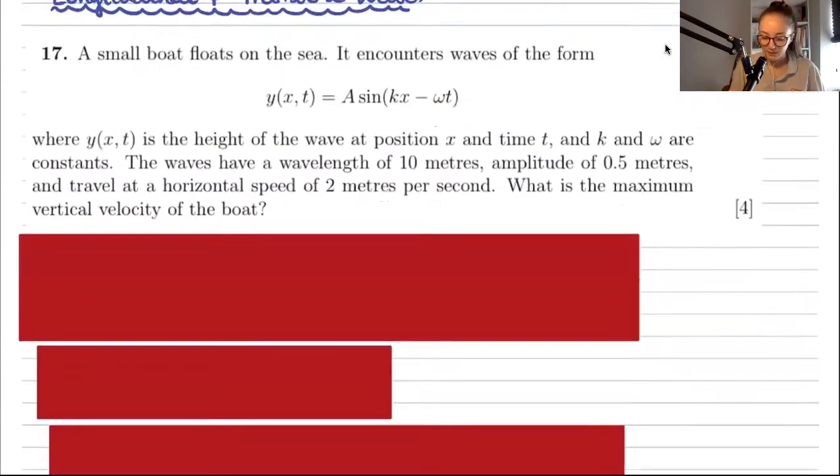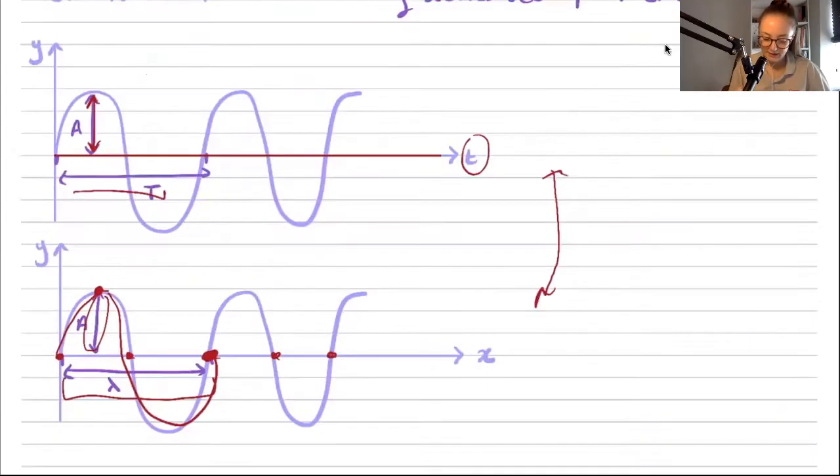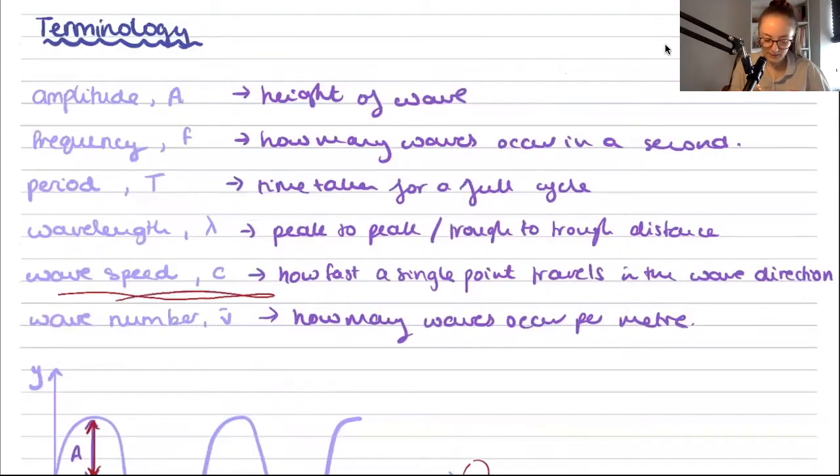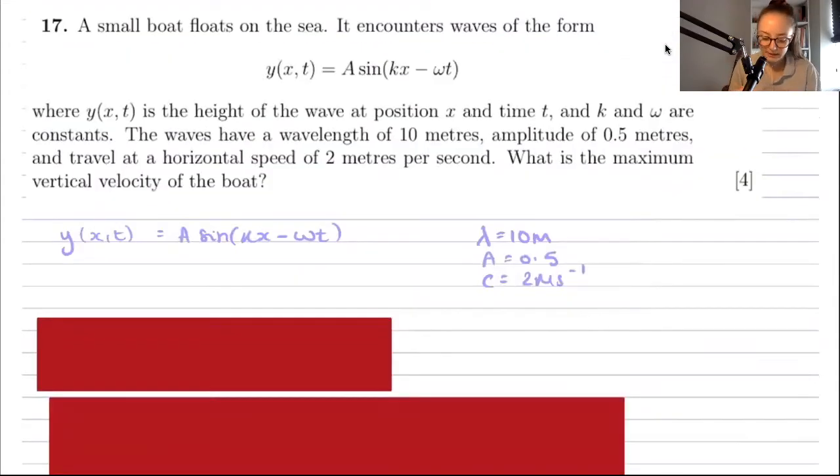So they tell us that we have a wavelength of 10, an amplitude of 0.5 meters, and horizontal speed of 2 meters per second. So that is the equivalent of this wave speed c here, which describes a point and its speed across like that, so how quickly that point would move across. And it wants us to work out what the maximum vertical velocity of the boat is.